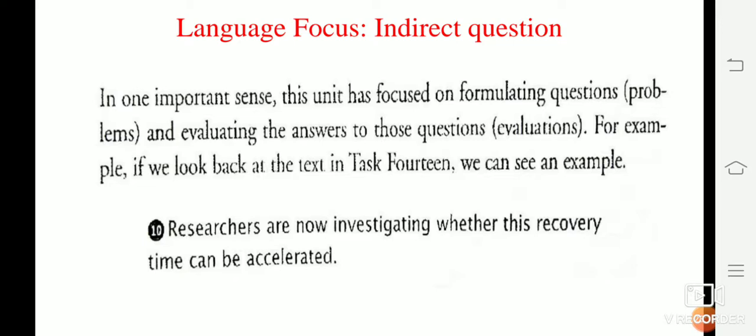You avoid using direct questions because you want to be more polite. For example, you say, "How old are you?" This is so direct. Sometimes it's not so polite to use such a direct question. So to avoid being a bit impolite, you can say, "I don't know if you can tell me how old you are." So this is a question, but this is an indirect question.